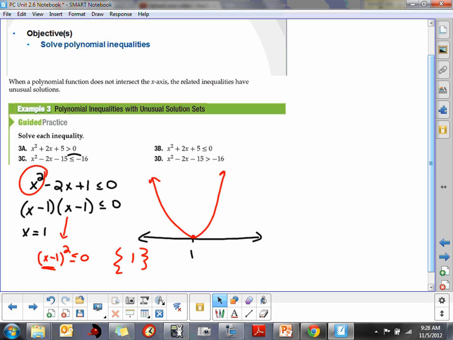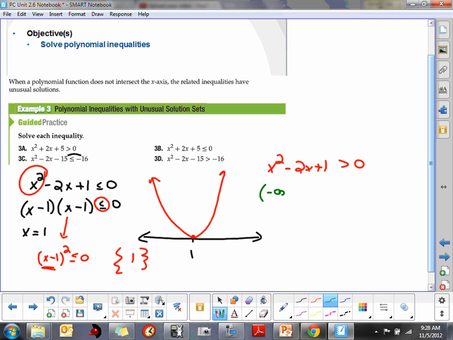When we go to part D, it just flips the inequality sign around a little bit. So instead of having x squared minus 2x plus 1 being less than or equal to 0, it's saying where is it greater than 0. And the only thing that's unique about this is it's everywhere except at 1. So at 1 it's equal to 0. We just want it to be greater than 0. So our solution set's going to go from negative infinity up to 1 but not including it, union with everything bigger than 1, not including it, to infinity.